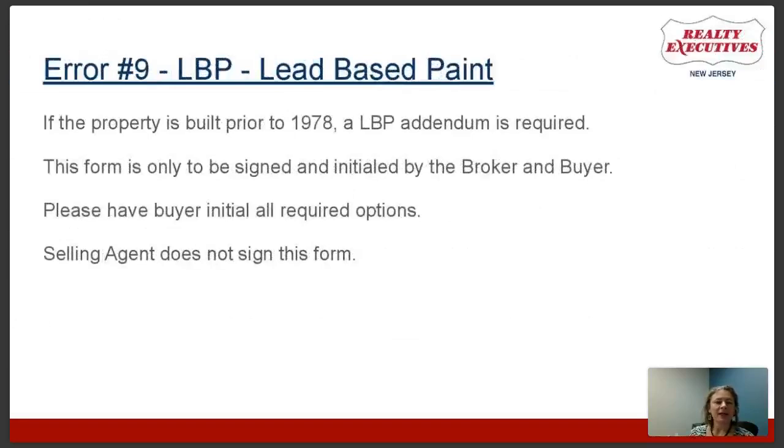Our next error is not complying with the lead-based paint requirement, which is a federal law that requires that any property built prior to 1978 has to include the lead-based paint addendum. The form has to be signed and initialed by the broker and the buyer, not the salesperson. So it has to be initialed and signed in the appropriate spaces.